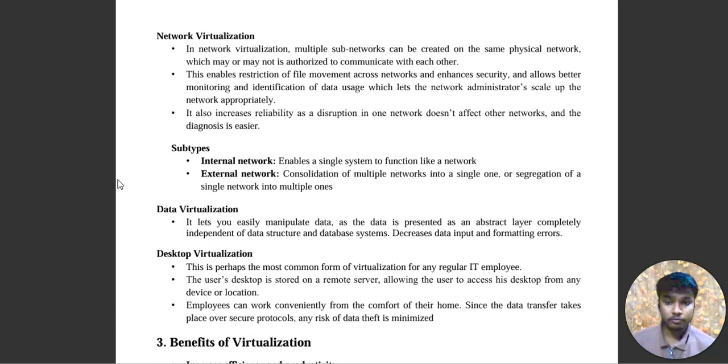And now network virtualization. In network virtualization, multiple subnetworks can be created on the same physical network, which may or may not be authorized to communicate with each other. It is divided into two types, that is internal network and external network. In the internal network, it enables a single system to function like a network, and external network is the consolidation of multiple networks into a single one, or segregation of a single network into multiple ones.